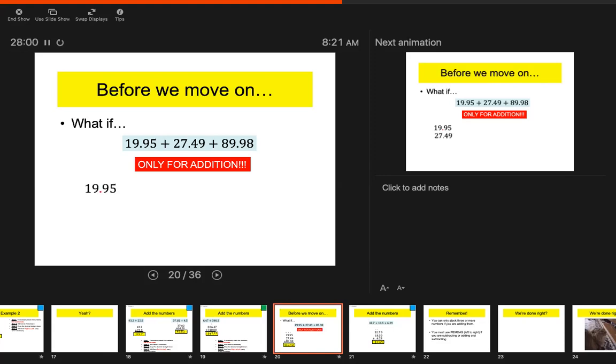All right, so we stack the numbers. We are lining up decimal places, and then, oh boy, does this have a lot of carrying when you're doing 3 numbers or 4 numbers. So be careful when you're stacking 3 numbers.